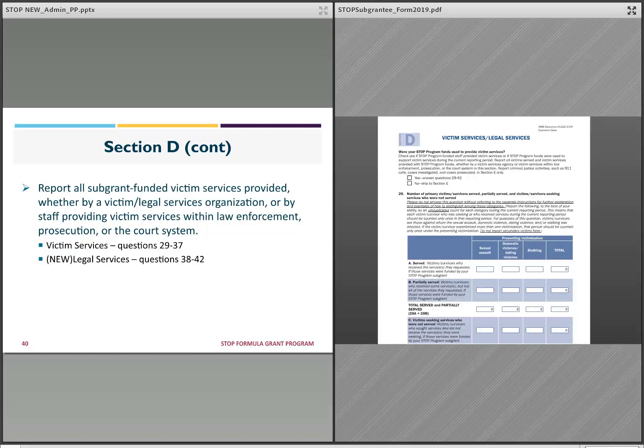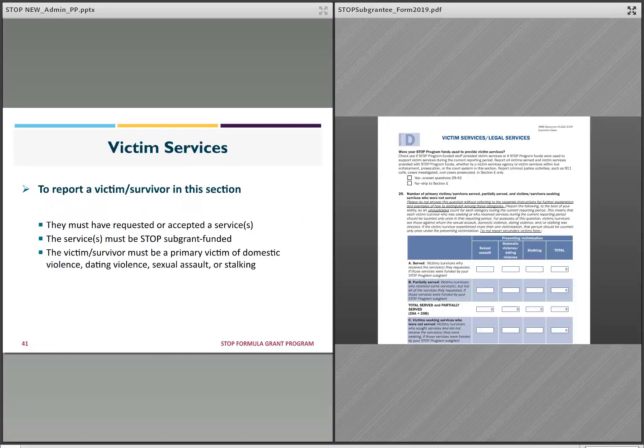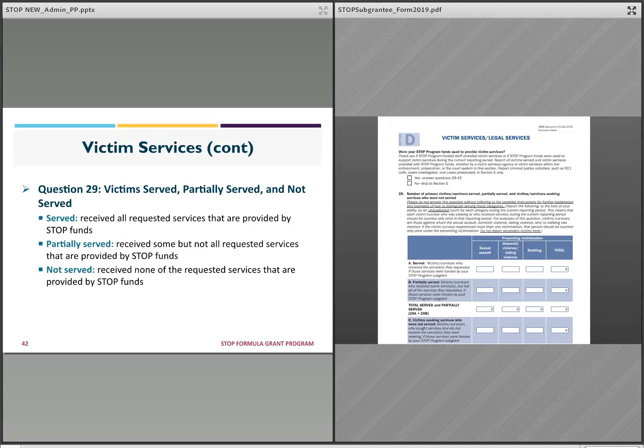The victim services section spans questions 29 through 37, and the legal services section, which is new in 2019, spans questions 38 through 42. To report any victim in the Victim Services or Legal Services section, they must have met 3 different criteria. They must have requested or accepted a service during the current reporting period. That service must be STOP subgrant funded. And the victim survivor must be a primary victim of domestic violence, dating violence, sexual assault, or stalking.